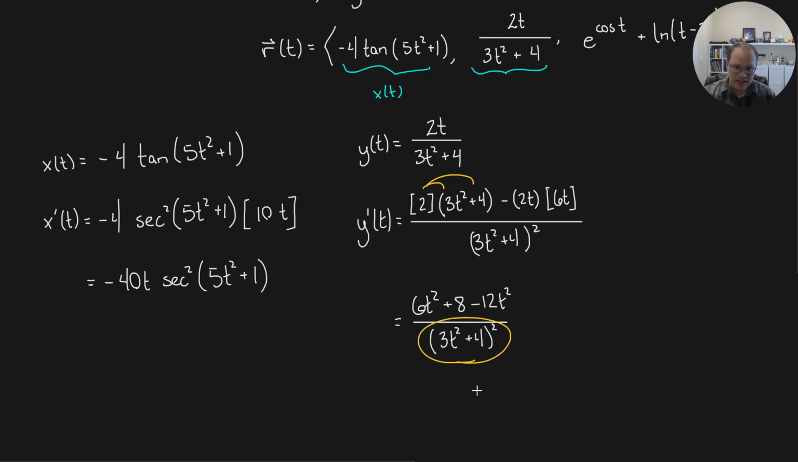And I'm going to leave this as it is. Generally, things that are factored are more useful than things that are not factored. So you have to have a good reason to unfactor something. I'm going to leave this as 3t squared plus 4 squared. Okay? And then in the numerator, I can combine my like terms. I get 8 minus 6t squared over 3t squared plus 4 squared.